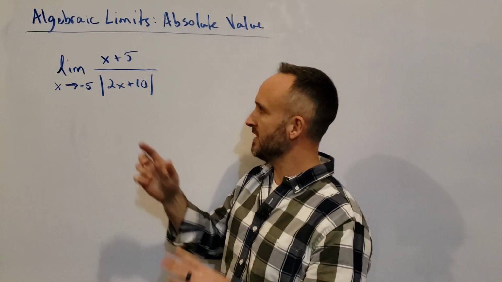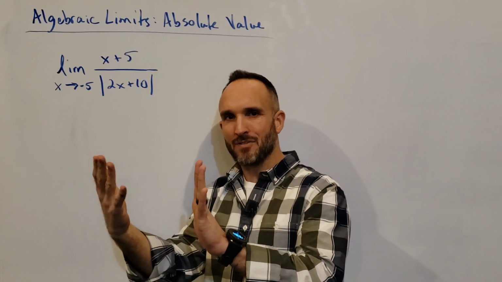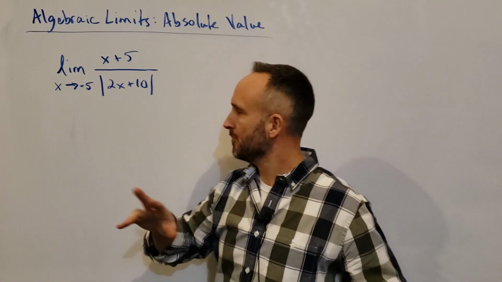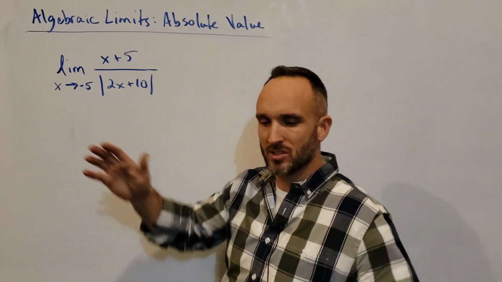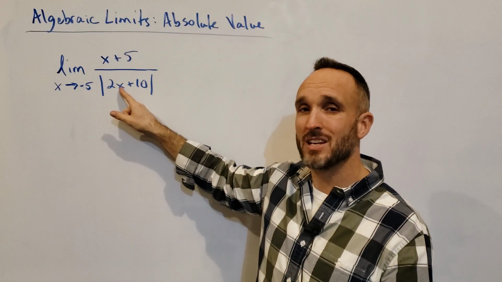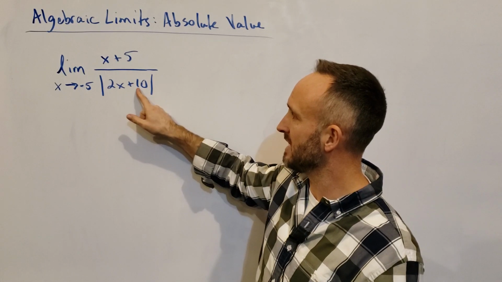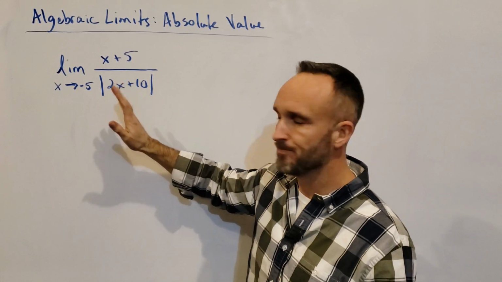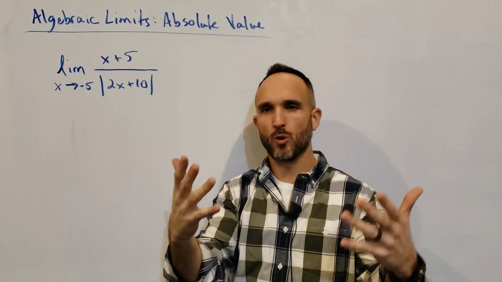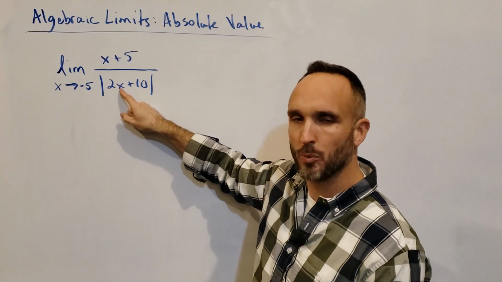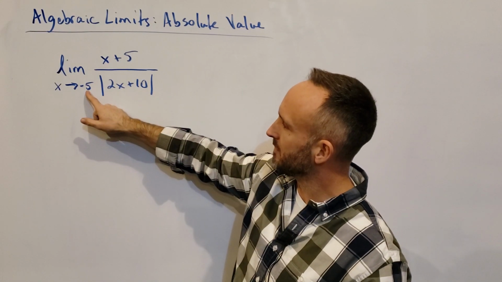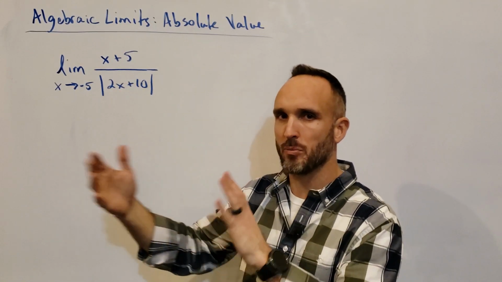The other thing to recognize is if you look at numbers slightly left of -5, what's inside will be negative. 2x plus 10 would be negative. For example, if you plug in -5.1, which is slightly to the left of -5, 2 times -5.1 is -10.2. -10.2 plus 10 is a negative number, okay? If you plug in a number slightly to the right of -5, like -4.9, 2 times -4.9 is -9.8, plus 10 is positive. So -5 is that threshold where 2x plus 10 shifts from negative to positive.